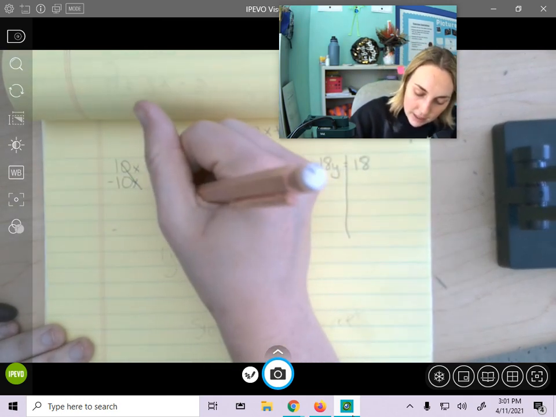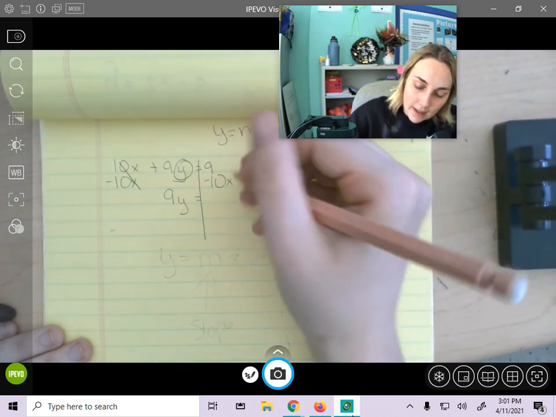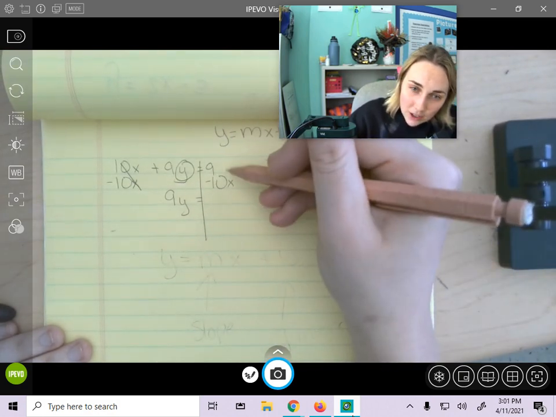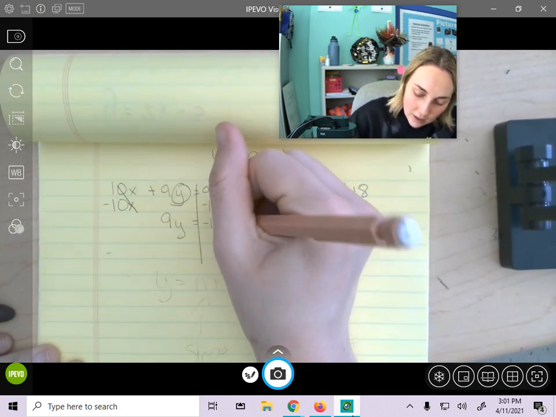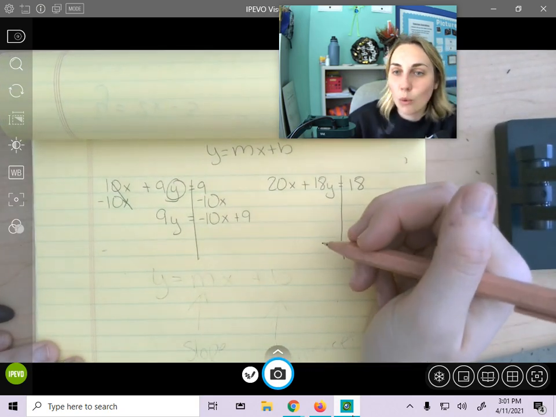These cancel out, they're opposites. I'll bring down my 9y. Again, since these are not like terms, I'm going to write them in this form where my x is going to go first, and then I'm going to bring down this plus 9.